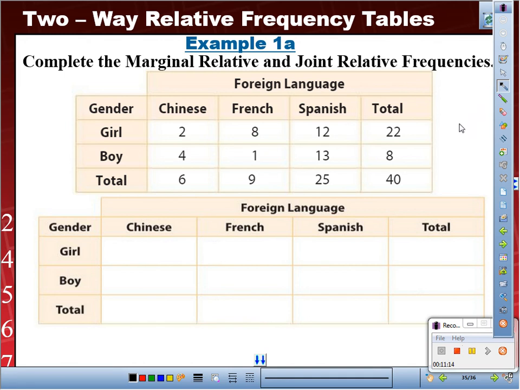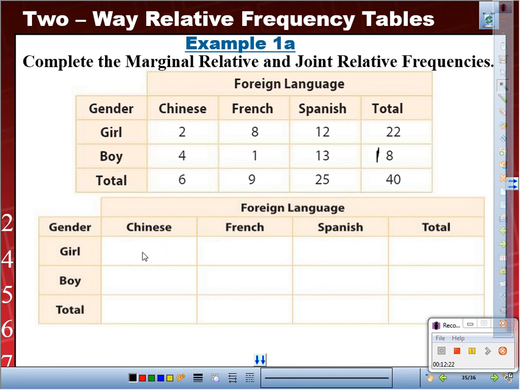All right, so here we go. Who caught the error? Who saw that for the boys, 4 plus 1 plus 13 is not 8, is that correct? It should be what? 18. So, check this out. This is what I want you to do. You're going to copy this bottom table on your paper, and I want you to fill the entire table so you can identify the marginal and the joint relative frequencies.